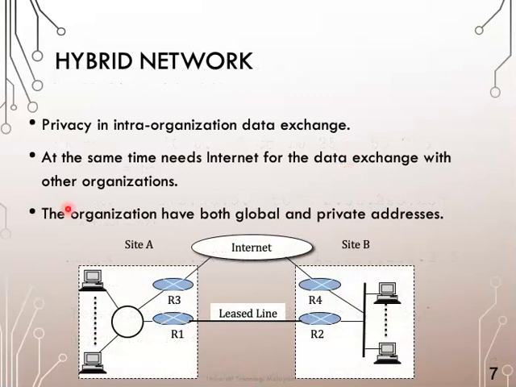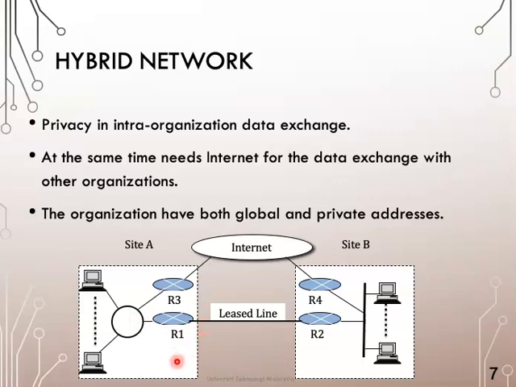Okay, for hybrid network, it allows an organization to have its own private internet and at the same time access to the global internet. So intra-organization data is routed through the private internet, and inter-organization data is routed through the global internet. So it basically has privacy in intra-organization data exchange, and at the same time it needs the internet for data exchange with other organizations. Basically, the organization has both global and private addresses.